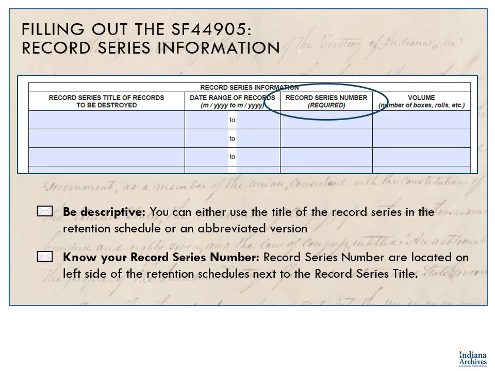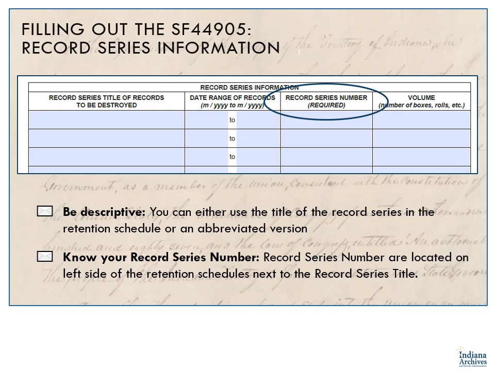Now is time to complete the record series information section. There are 4 columns in this section. There are the record series title of records to be destroyed, date range of records, the record series number, and volume. When filling out these columns, please be descriptive. The first column is the record series title of records to be destroyed. Describe your record in detail or give the title from the record series itself.